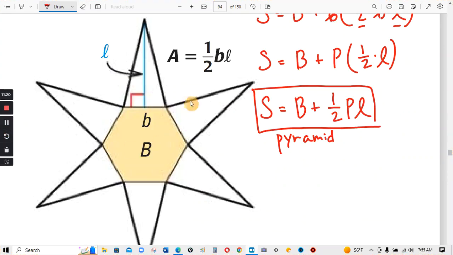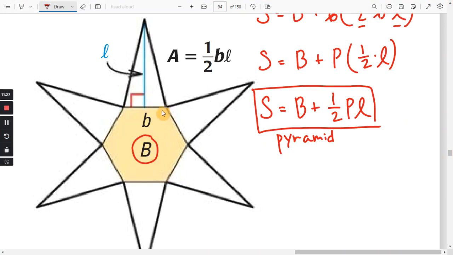So notice here they unfolded the pyramid. That's just called a net. The hexagonal base area is capital B. The length of one of the sides of the hexagon is lowercase b. And we know the slant height is the height of one of the triangles. So that's it.